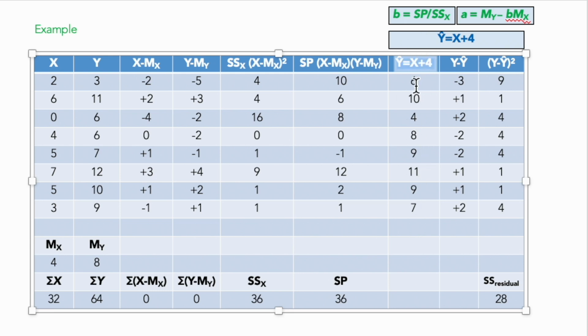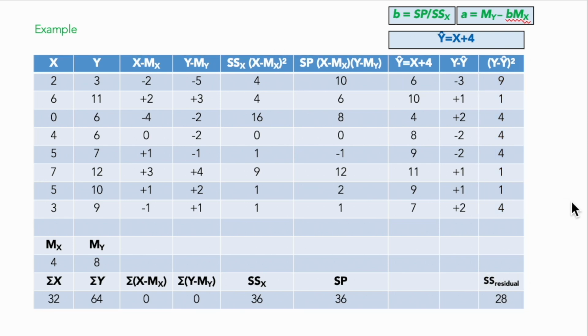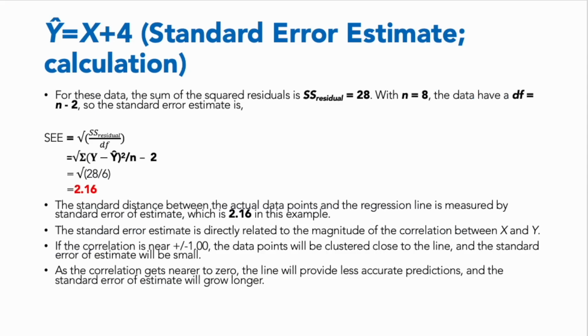Now what you need to do is calculate the distance between the y and the y hat. Y is here 3 minus y hat 6, that is going to be negative 3. This is the distance between the actual data points and the predicted data points. So you need to take the square of this. Minus 3 times minus 3, that is 9. Likewise, you do this calculation and then you sum it all up. Sigma y minus y hat squared, that's the SS residual, so that is 28. This SS residual is something that you need to keep with you to do the rest of the analysis.